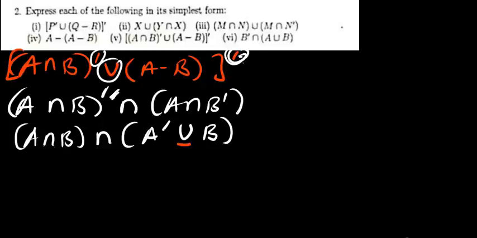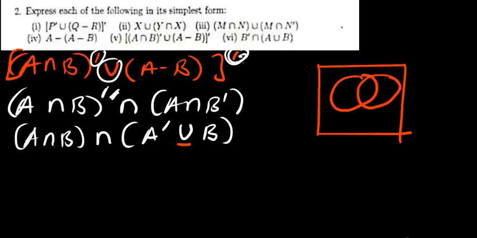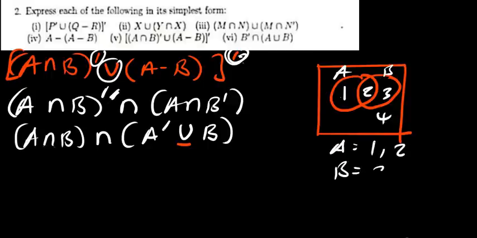Okay, so a Venn diagram, we have got two things, set A and set B. So I'll have A and B. Then I'll have 1, 2, 3, 4. So let us go ahead and list set A. Set A is 1, 2. Set B is 2, 3.